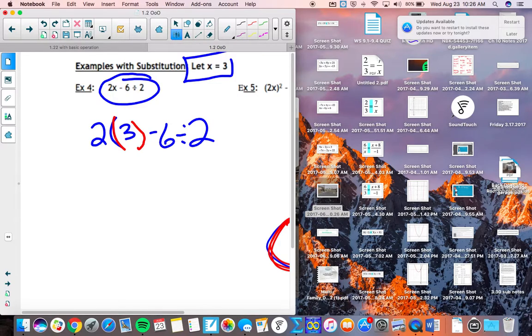So we just simplify it from there. But we're not going to go there right now. Let's just make sure we're feeling good with PEMDAS.